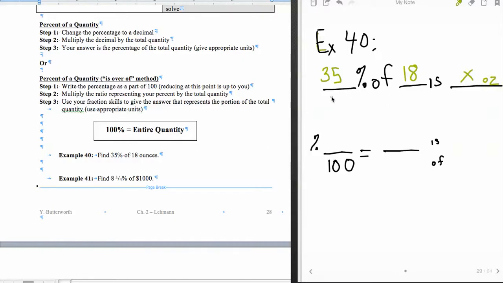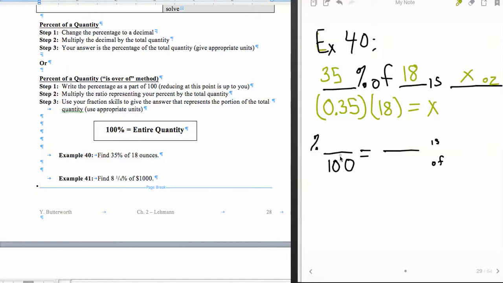So to change this to a problem, we first of all must make our percent a decimal, so 0.35, and then we're going to multiply that by 18, and that's going to give us our X value. And that value is the 35 times 18 with the 2 decimals in it, and I'll leave that up to you.